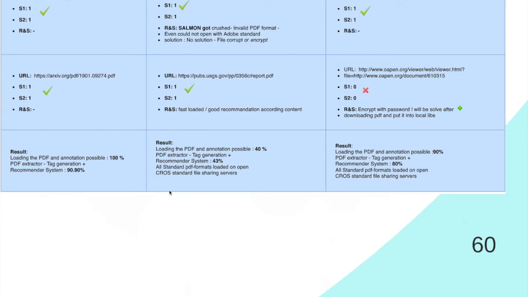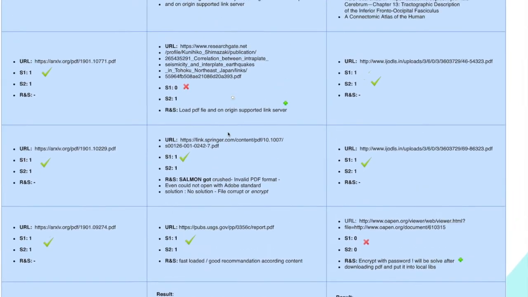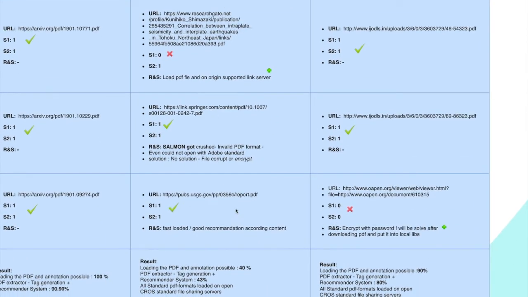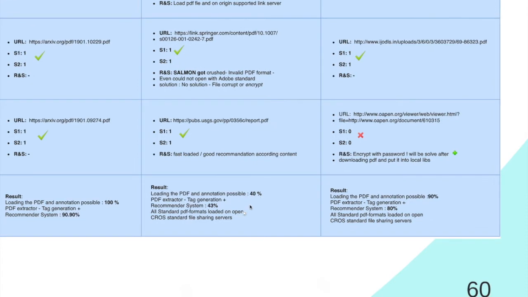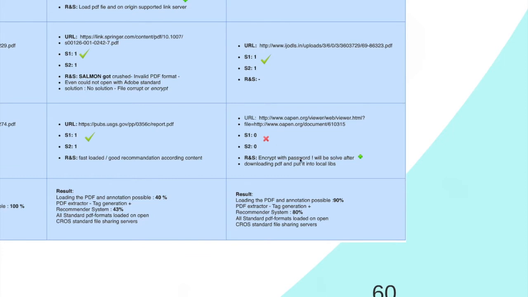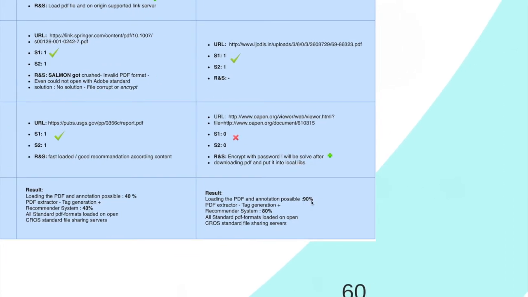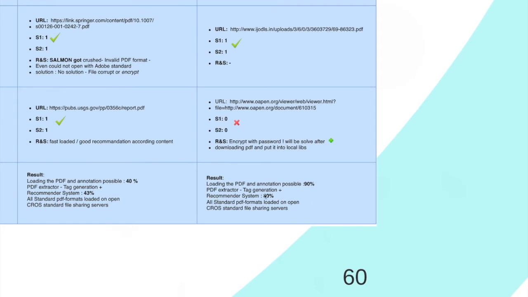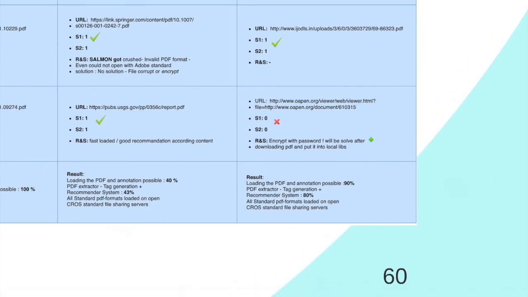We also tested the Salmon frontend randomly with different links from Google Scholar, ResearchGate, or Springer. They usually block other applications or other servers from accessing, which is why we had just 40%. From the open libraries that I mentioned above, we had 90% successfully rendering the PDF files so that the user can highlight the PDF inside Salmon. And for retrieving from the recommender system, that was 80% successful.